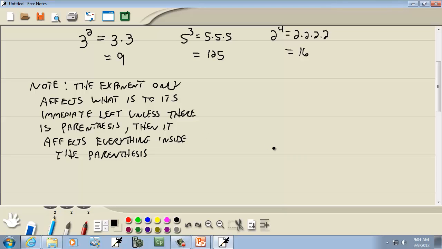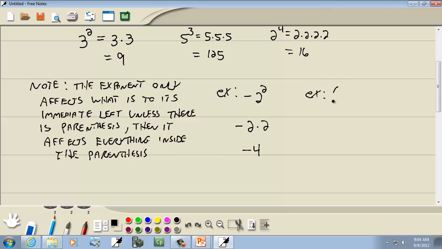What does that mean? Well, if we had this problem here, negative 2 squared, the exponent only affects what's to its immediate left. So that second power is only going to affect the 2. It doesn't affect the negative. So the negative stays out in front, and we rewrite 2 squared as 2 times 2, which then gives us negative 4.